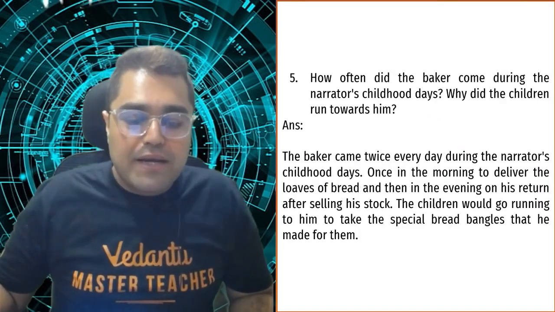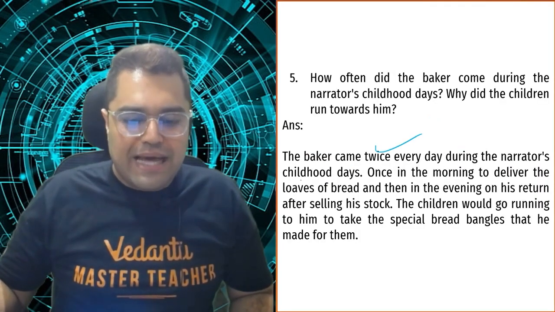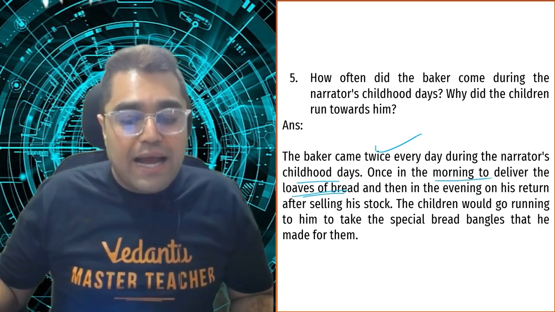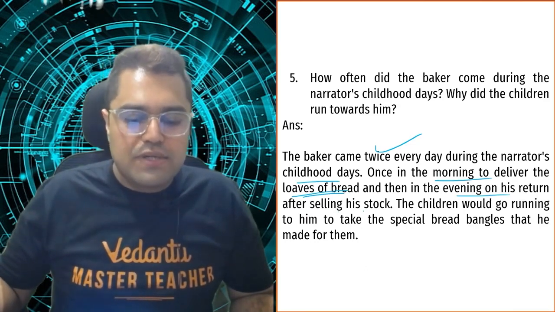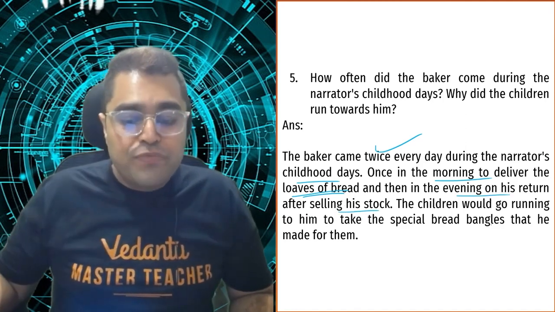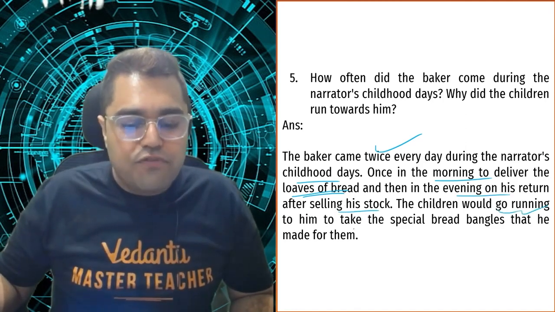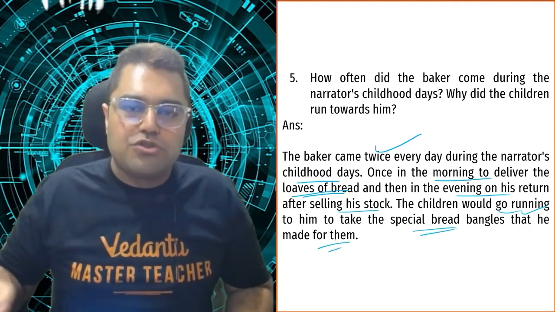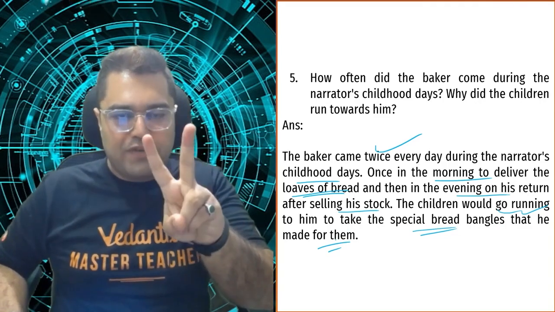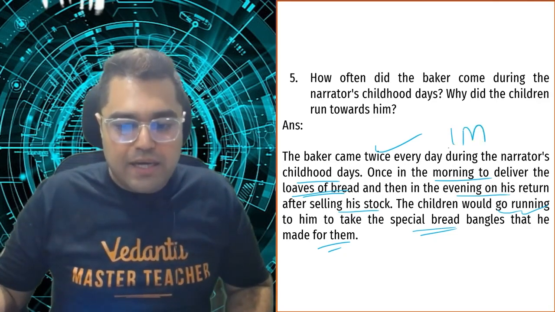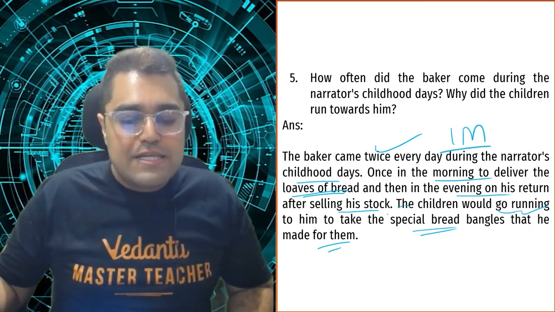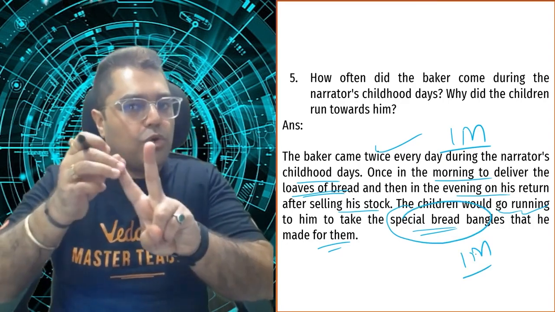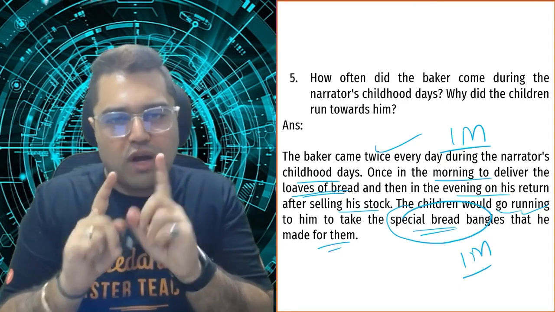Let's see. The baker came twice every day during the narrator's childhood days. Once in the morning to deliver the loaves of bread, and then in the evening on his return after selling his stock. Okay, 2 times. The children would go running to him to take the special bread bangles that he made for them. So he came twice, morning and evening. That will fetch you 1 mark. Children wanted what? Special bread bangles. This will get you 1 mark, total 2 marks. People, don't forget to cover all the points.